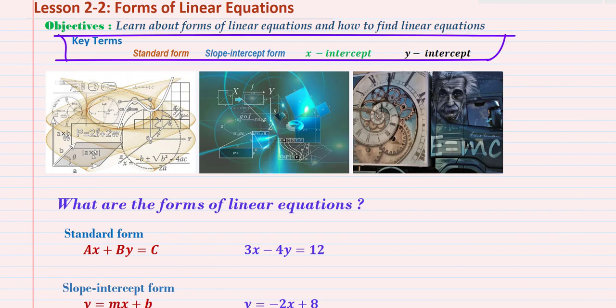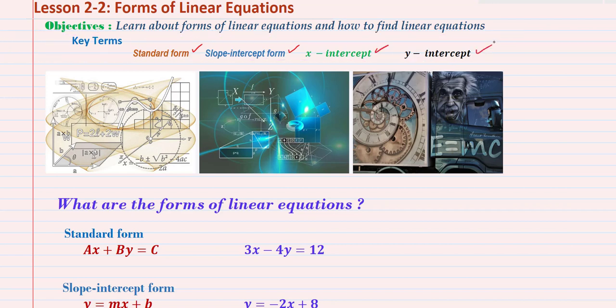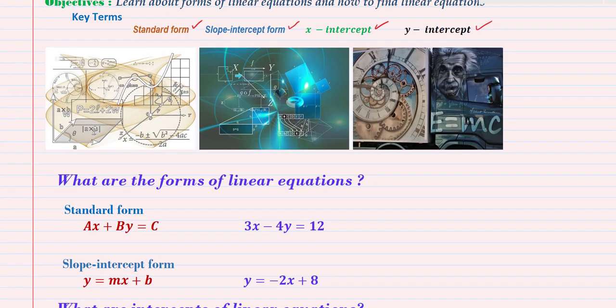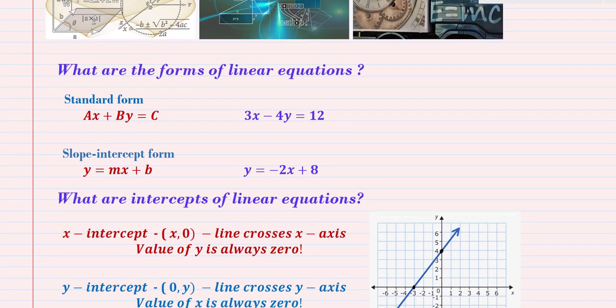Key terms are standard form, slope-intercept form, x-intercept, and y-intercept. Before we get into the detail, let's talk about what are the forms of linear equations.